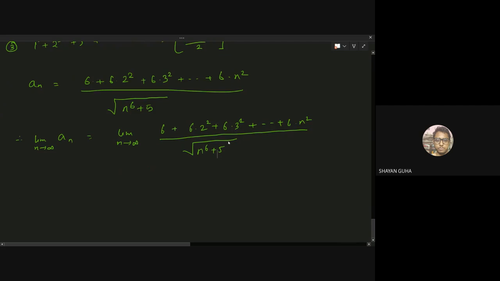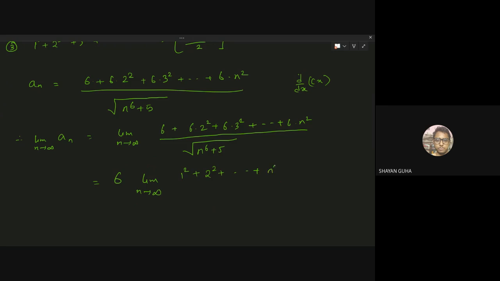Now what we can do is take 6 as common, and since it is a constant value, we can bring it out of the limit, just like in case of derivative, when we differentiate a function like d/dx of cx, we take c as a constant and put it outside the derivative operator. So in the same logic, we can take the 6 out and write the limit as n tends to infinity, this is becoming 1. Now 1 can be written as 1 square, no issue. 2 square plus up to n square, this particular thing is divided by root over n to the power 6 plus 5.